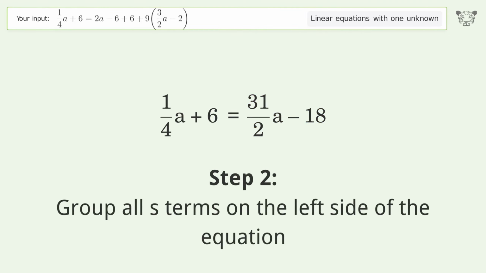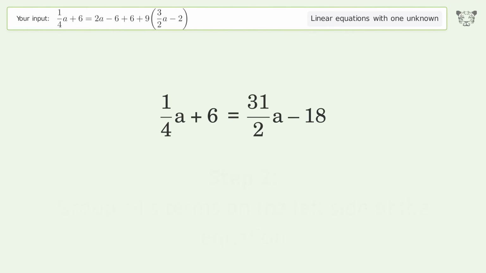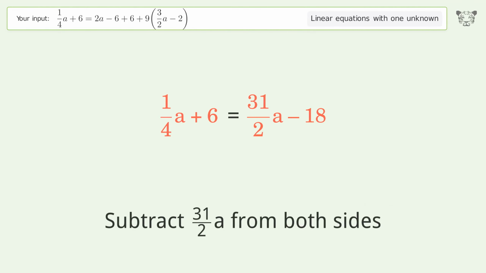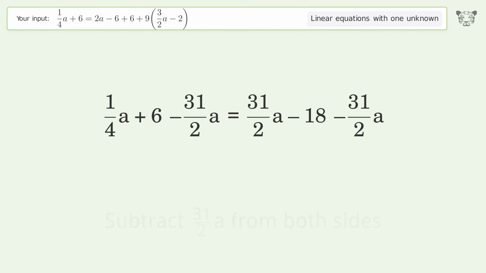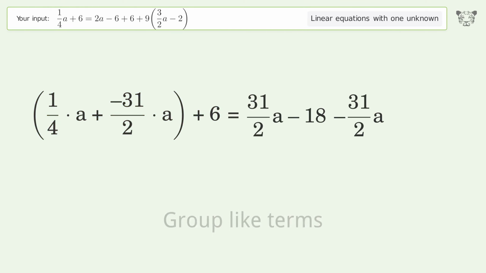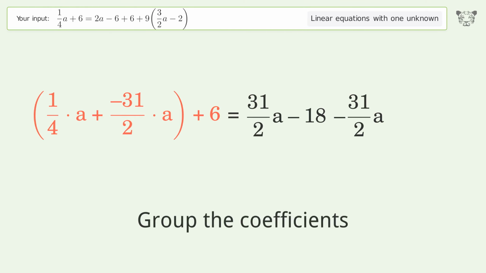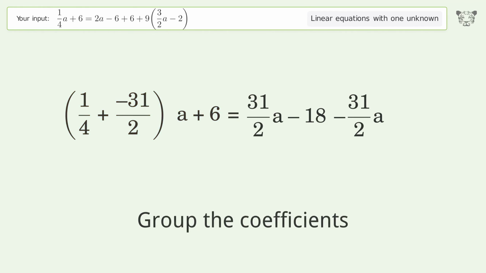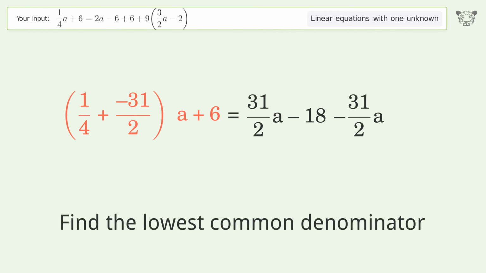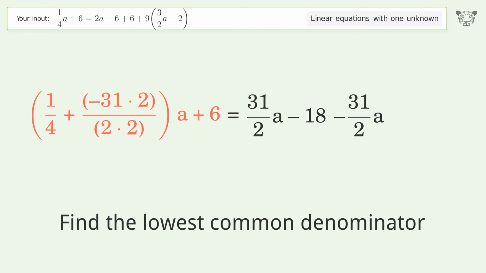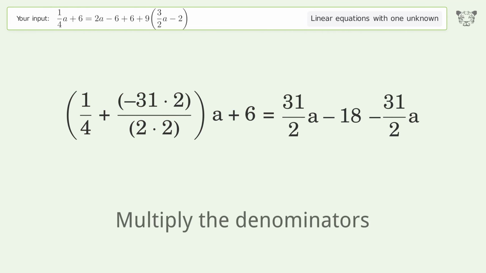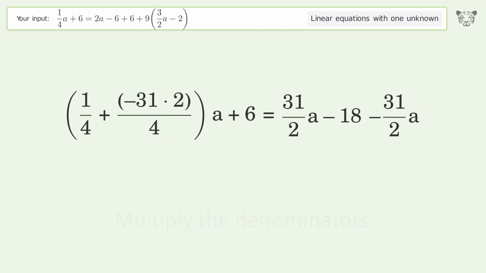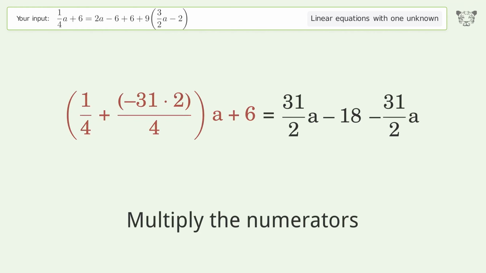Group all a terms on the left side of the equation. Subtract 31/2a from both sides. Group like terms. Group the coefficients. Find the lowest common denominator. Multiply the denominators. Multiply the numerators.